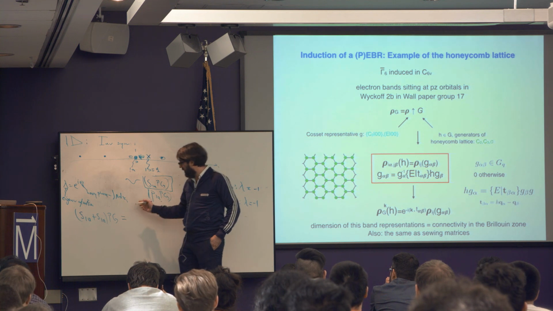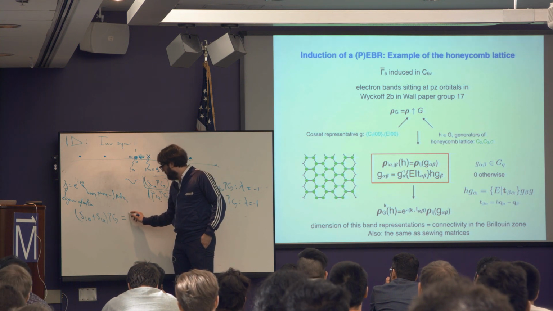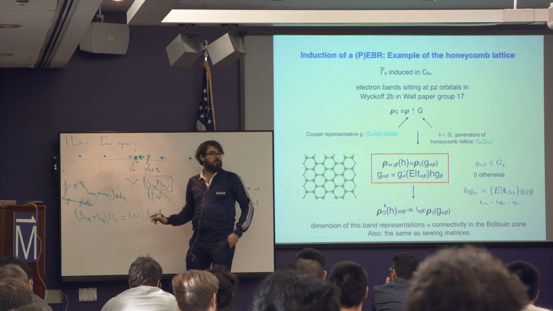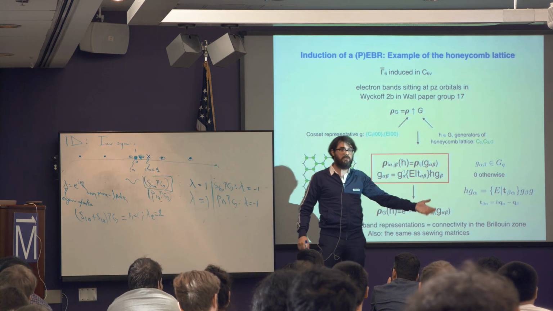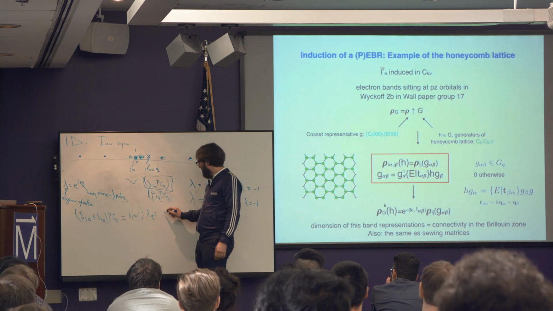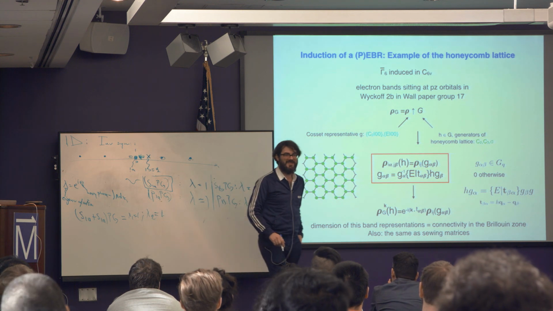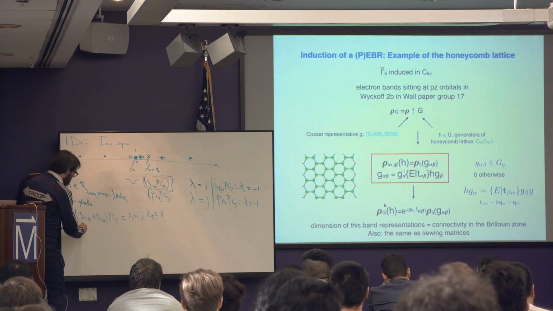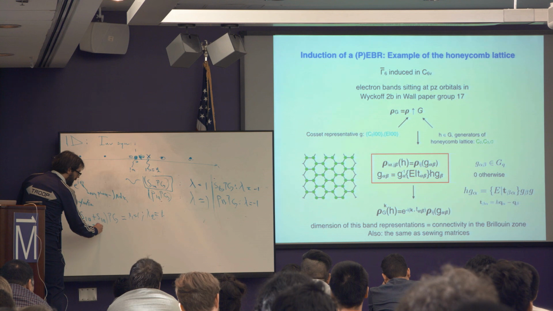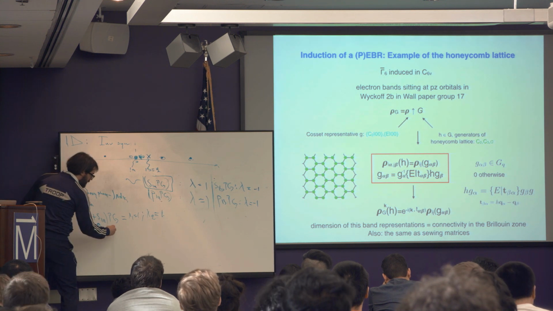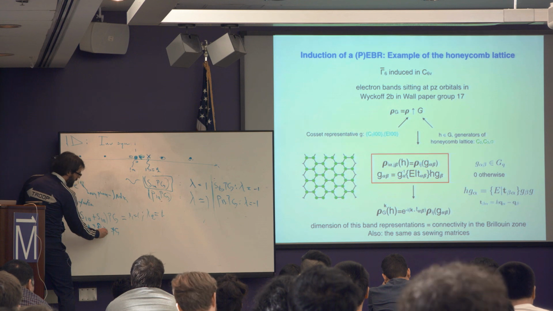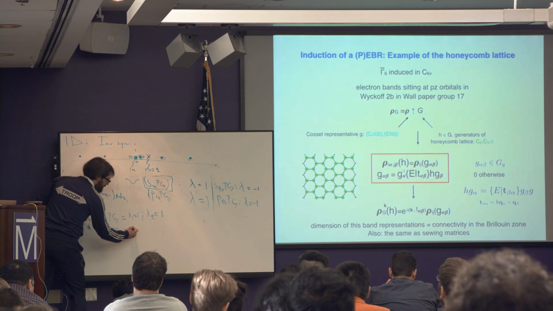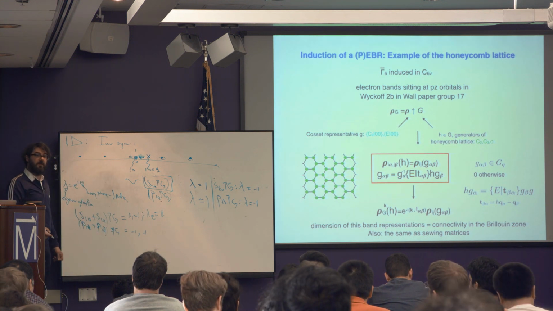So what are the Berry phases? Lambda 1 is equal to 1, lambda 2 is equal to 1. This matrix would be 2 by 2 and would have 2 eigenvalues; a unitary matrix has that. Same thing for 2 p orbitals at 1a induced into G: it would be -1, -1 in terms of Berry phases.